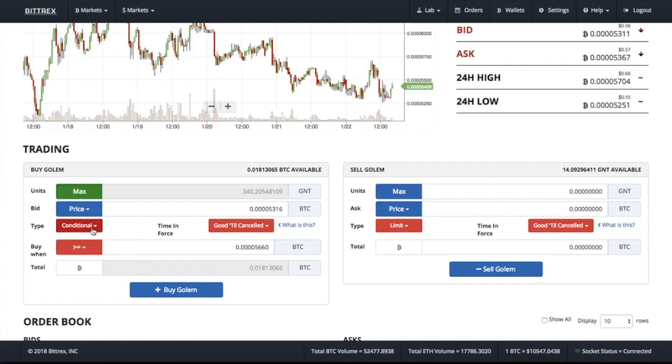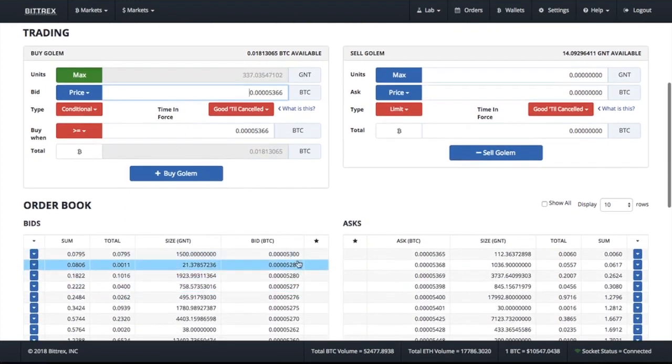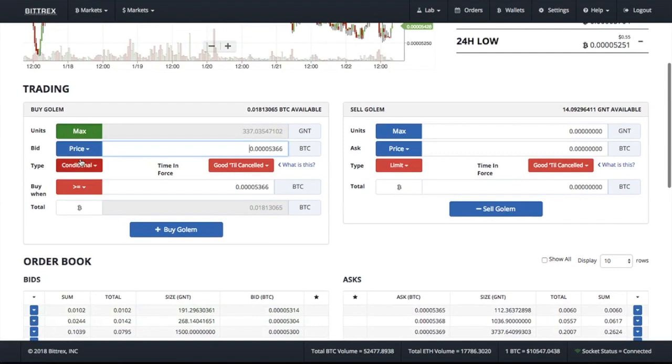You could also do a conditional with less than or equal to. If the value came to this area and became less than or equal to it, the conditional order would hit, and I would purchase my Golem that way. So this is how you place orders. You can buy at the asking price, which would be considered a market order. You can buy as a limit order, which you would set lower than the asking price, lower than the current bid price, and you can also place conditional orders as well.